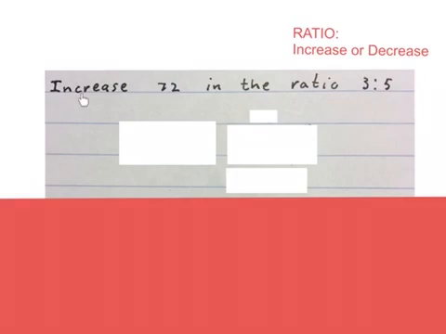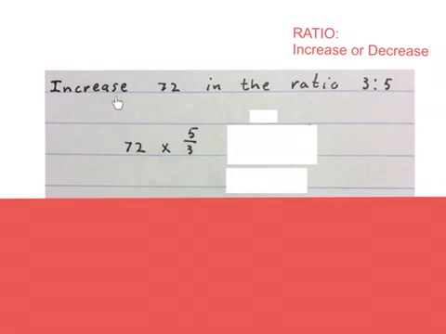The first problem says increase 72 in the ratio of 3 to 5. First, you need to know that if you get a ratio of 3 to 5, you can write it as 3 over 5. But for this case, you're going to write it as 5 over 3. This is not actually properly asked, but you will get that in a question. Then you must just be able to handle it.